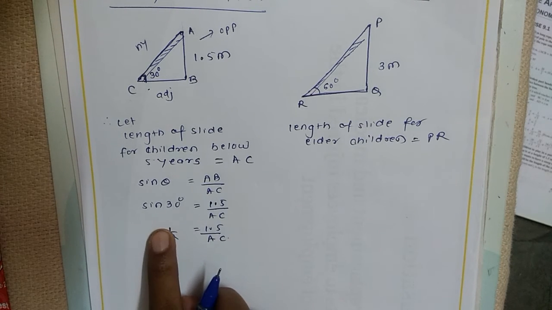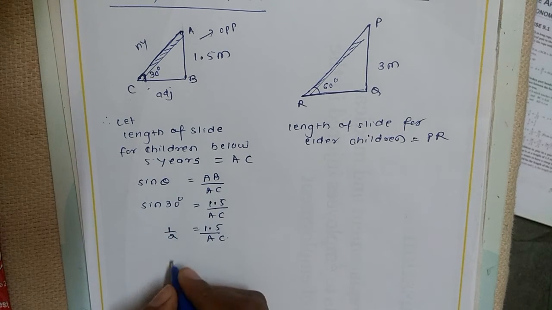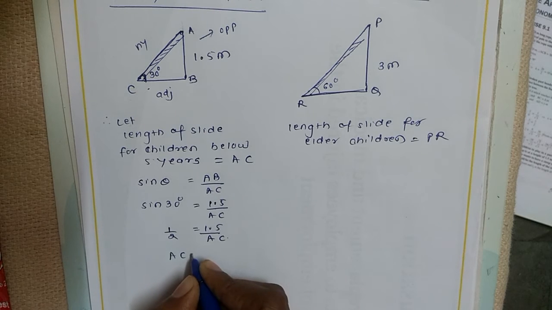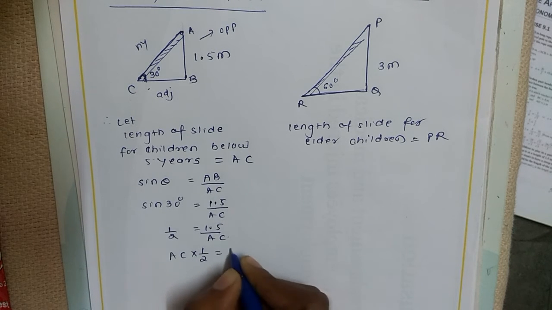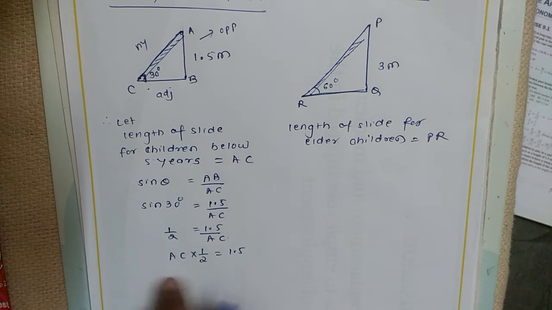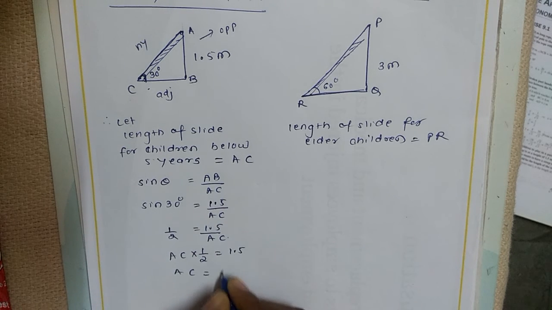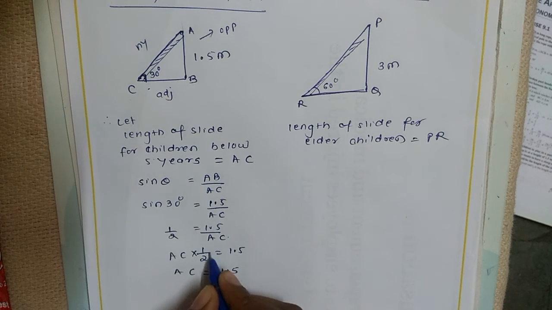So we'll bring this AC to this side. 1 into AC is AC, or you can take it like this, and here 1.5. As we need AC, this 1 by 2 we will bring to this side. So AC equals 1.5, and 1 into AC you can write as AC, and 2 brings to this side. So divide by 2 here.